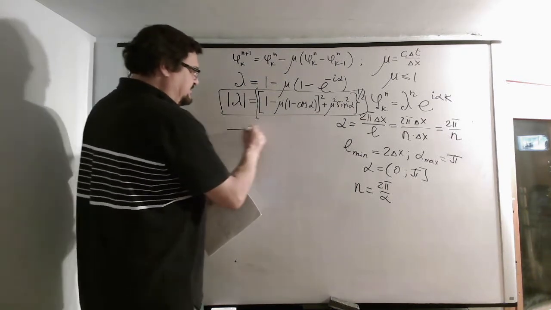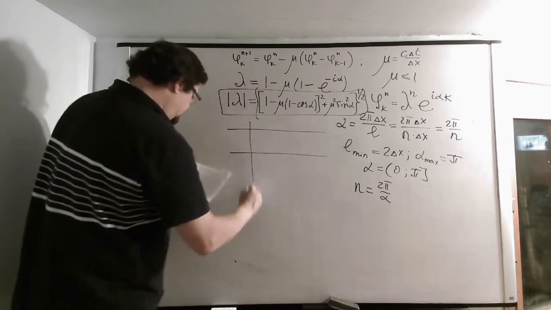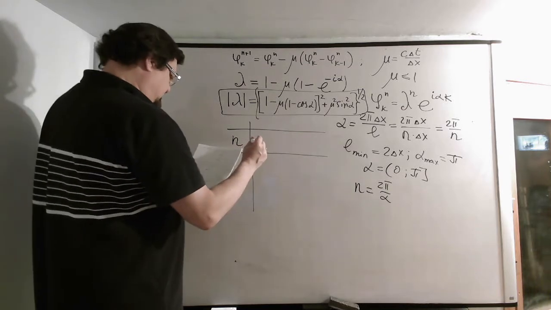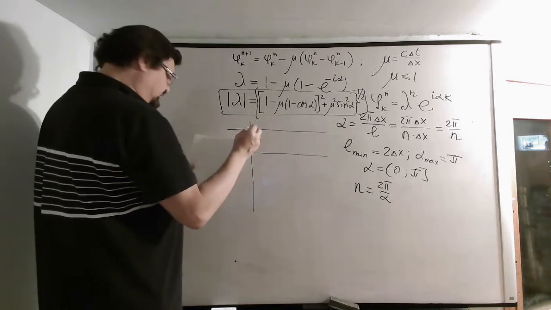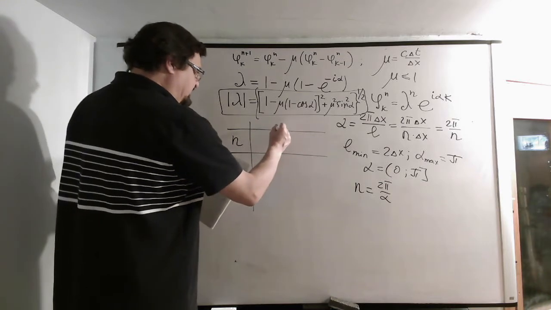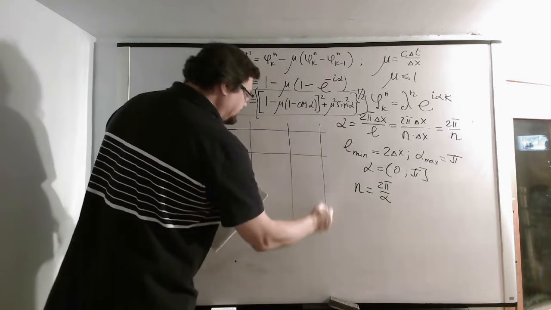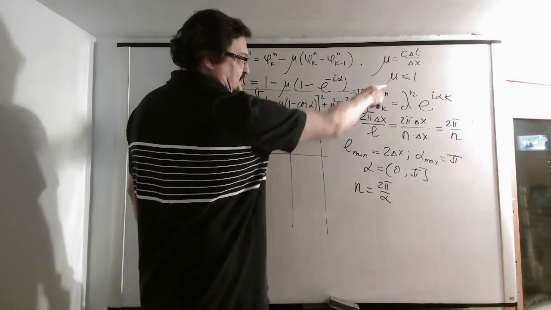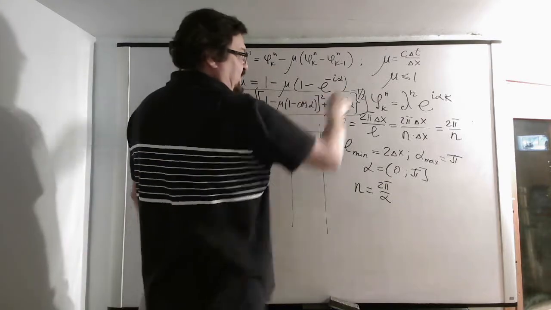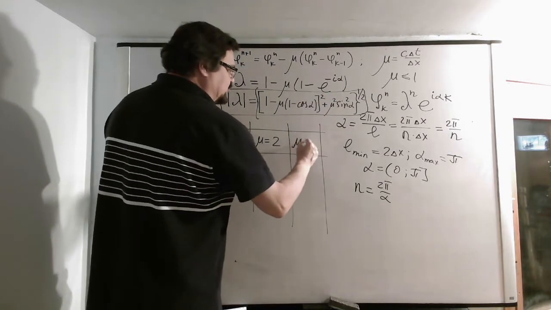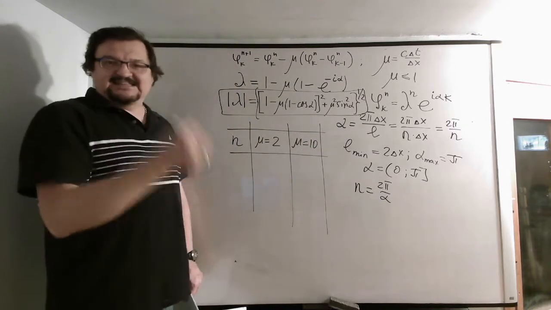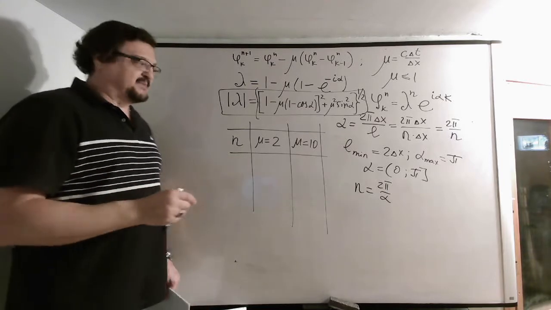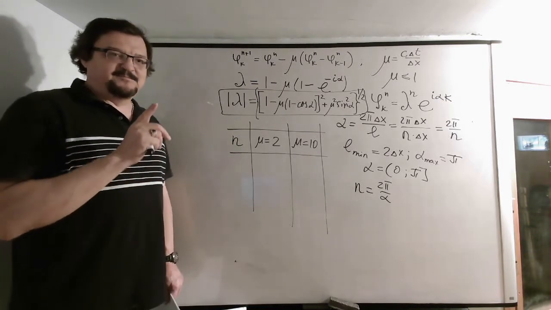So this is a table. Here is n, the number of harmonics, the number of grid spacings in one wavelength of a harmonic, and here I have different mu's. Here is mu equal to 2, which is considerably above our mu equal to 1. And here is mu equal to 10. So our time step is 10 times longer than required by the stability. So definitely the model will blow up, right? But which waves will actually blow up?